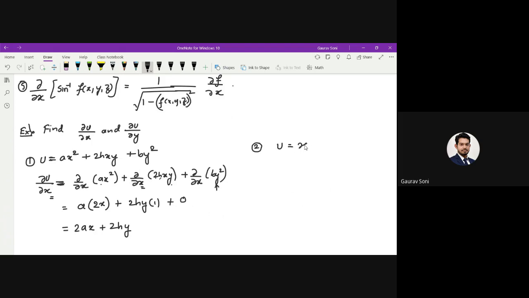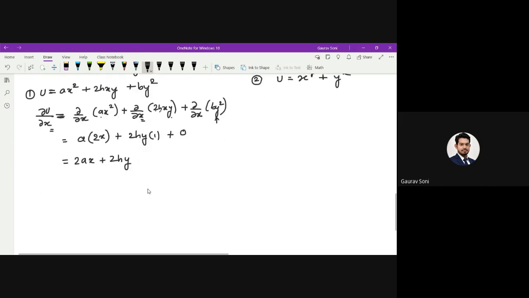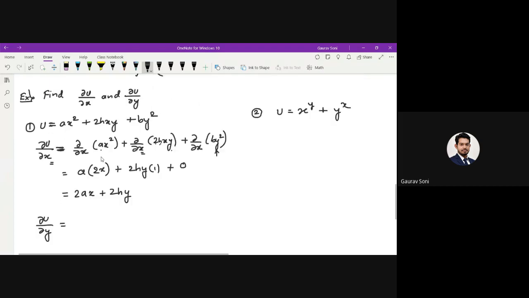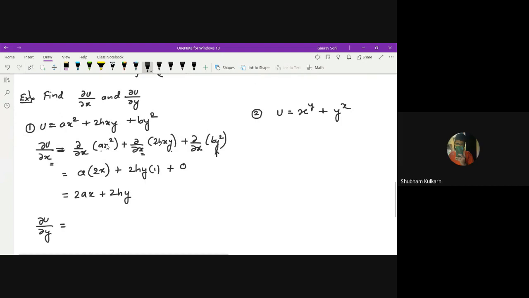U is equal to x raised to y plus y raised to x. Sorry, we need to find out partial derivative of u with respect to y also. Yes, anyone? 2hx plus 2by. 2hx plus 2by. Yes, for the other one, partial derivative of u with respect to x. Someone else?